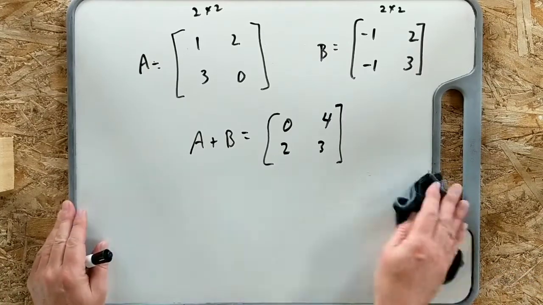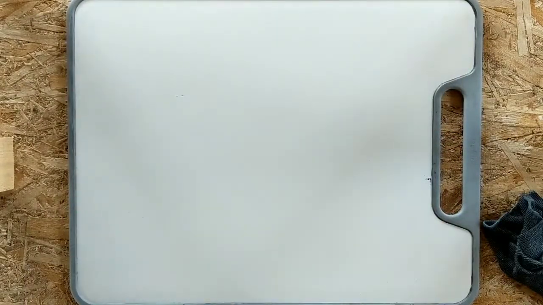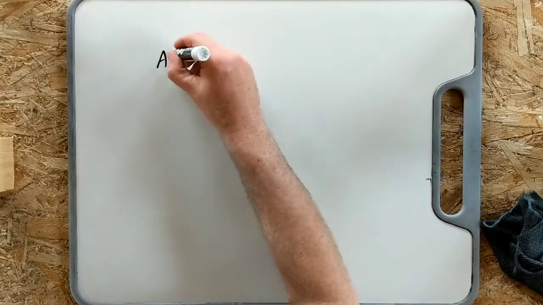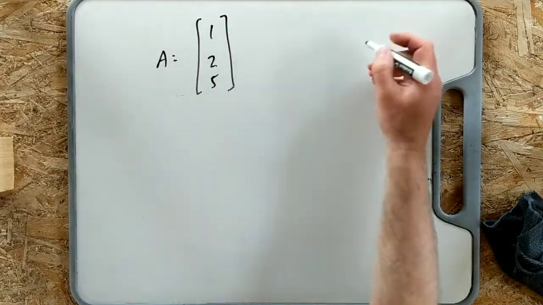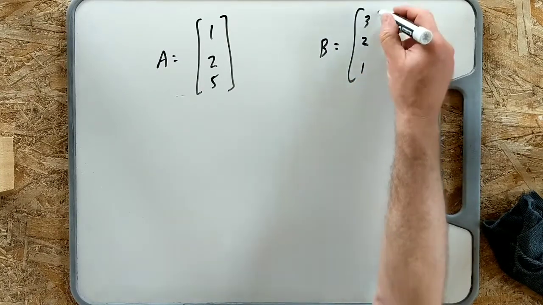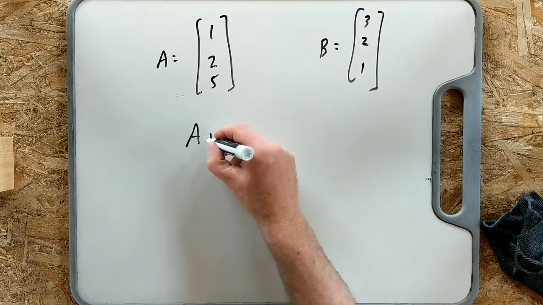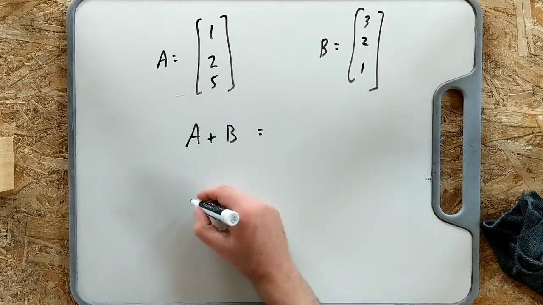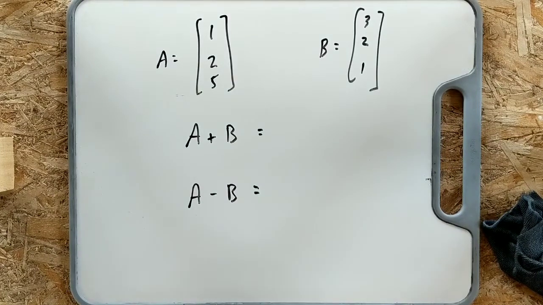So erase this. I'm going to put a couple different matrices up. Again, let's do some. 1, 2, 5 of A, and let's call B 3, 2, 1. Okay, so what I want you to do is solve for A plus B and A minus B. I'm going to pause it here and do those problems. I'll come right back.